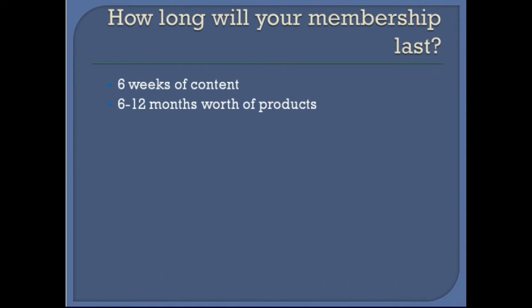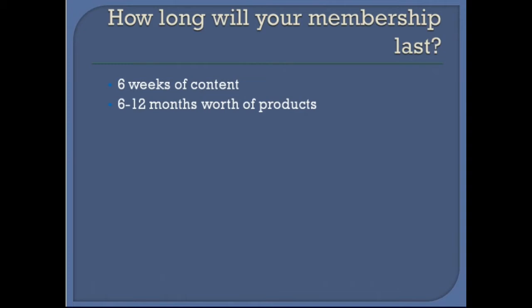And another good way to figure that out is to look at your competitors. What are your competitors doing? What are competitors doing that is working? And what are competitors doing that is not working? If you understand all of this, then it'll make it easier for you to figure out how long your membership site will last, because it varies from niche to niche, from topic to topic, and from market to market.